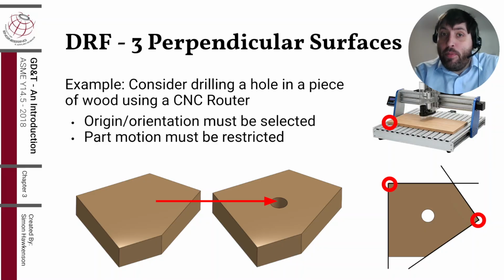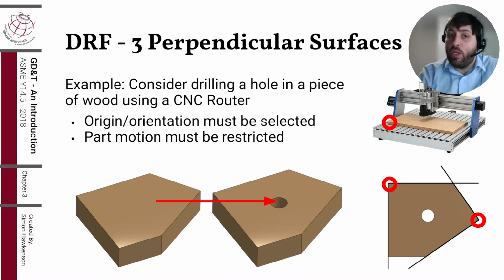If you're familiar with linear algebra, one of the most common ways to establish a datum reference frame is to select 3 perpendicular surfaces, or 3 surfaces where their normal vectors are perpendicular to each other, or I guess you could say normal to each other.